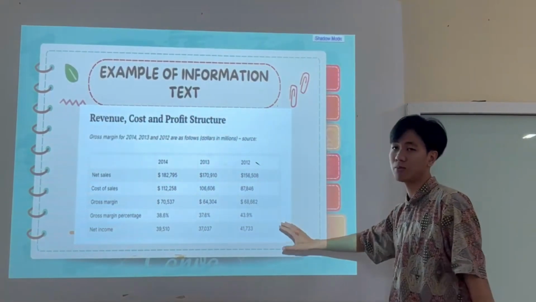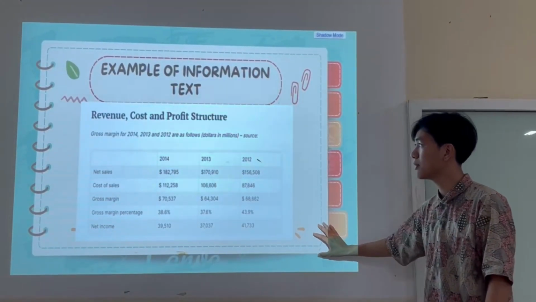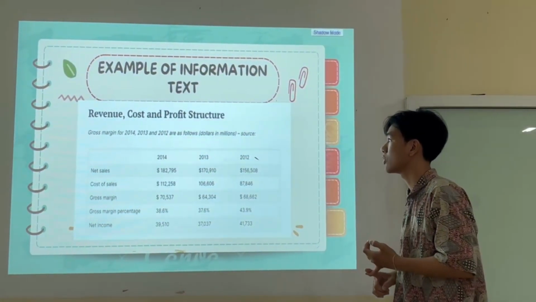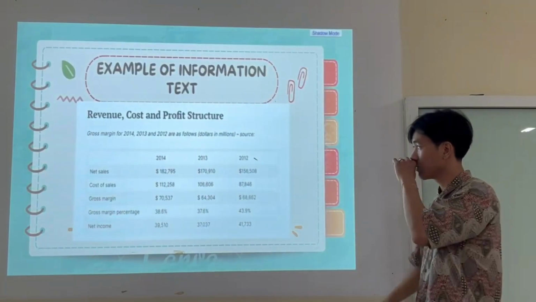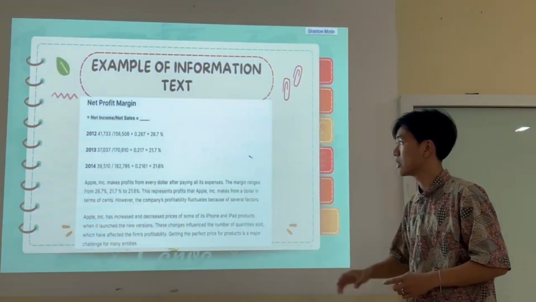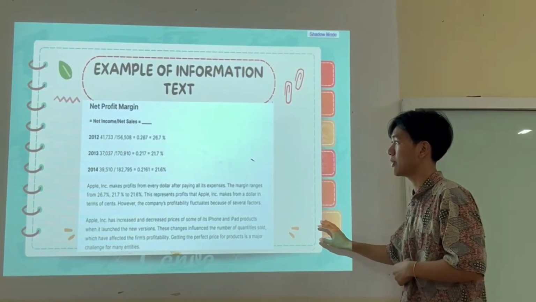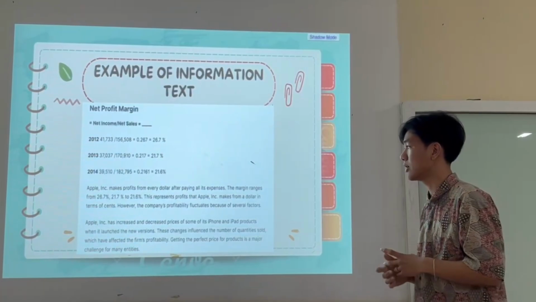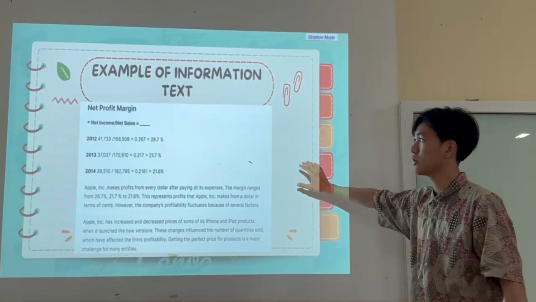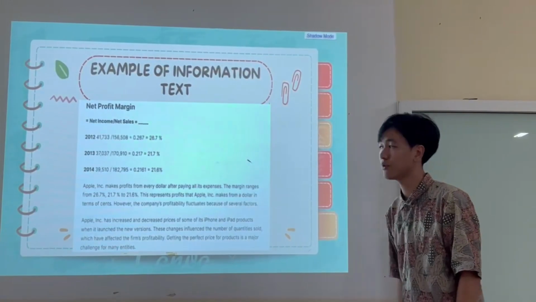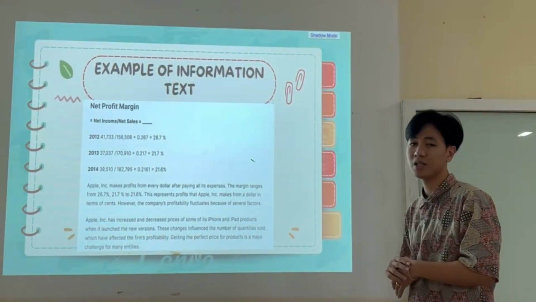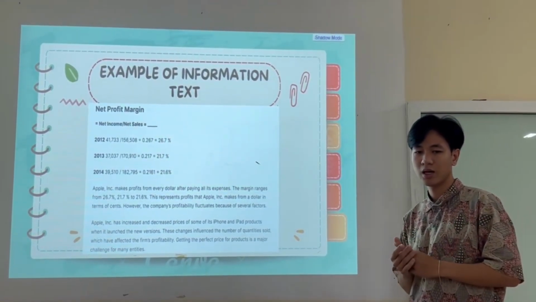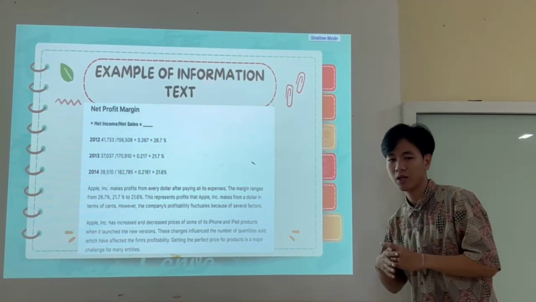And you can see on the board right here is the number, revenue, cost and profit structure of the company. And the same here we have the picture of that. And here in the net profit margin, Apple published on the internet in 2012, 2013 and 2014. And we can see Apple published everything on the market, the performance and the future of reaction.